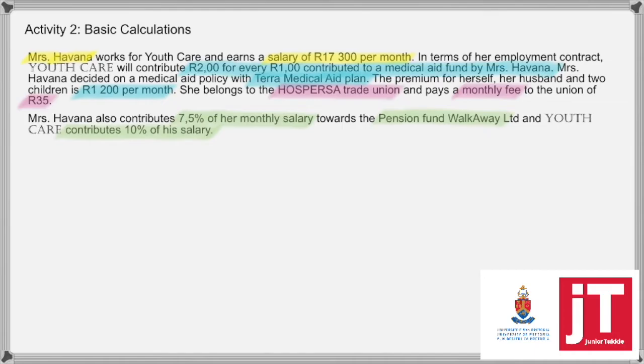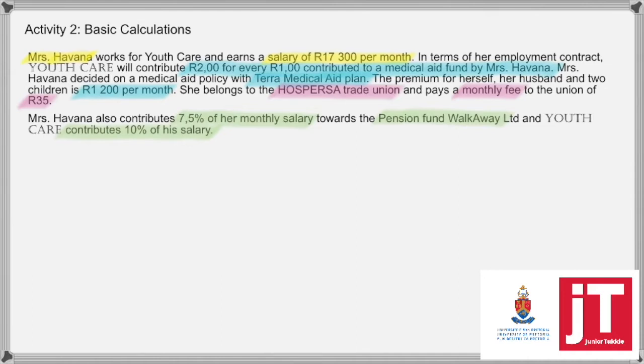Now, you must understand the difference between a deduction and a contribution. A deduction is something that you pay out of your own pocket, in terms of you pay it from your salary. So that is what will be minused off your 17,300 Rand, and you will only receive your cash after deductions.